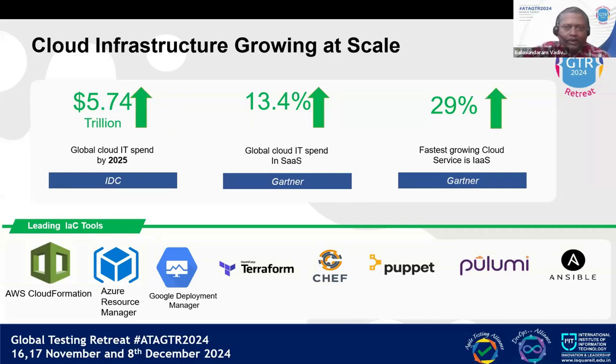So here are some of the popular IAC tools evolved in the market. Infra provisioning tools like Terraform, CloudFormation from AWS, Azure Resource Manager, etc. Configuration tools like Ansible, Chef, and Puppet, etc.